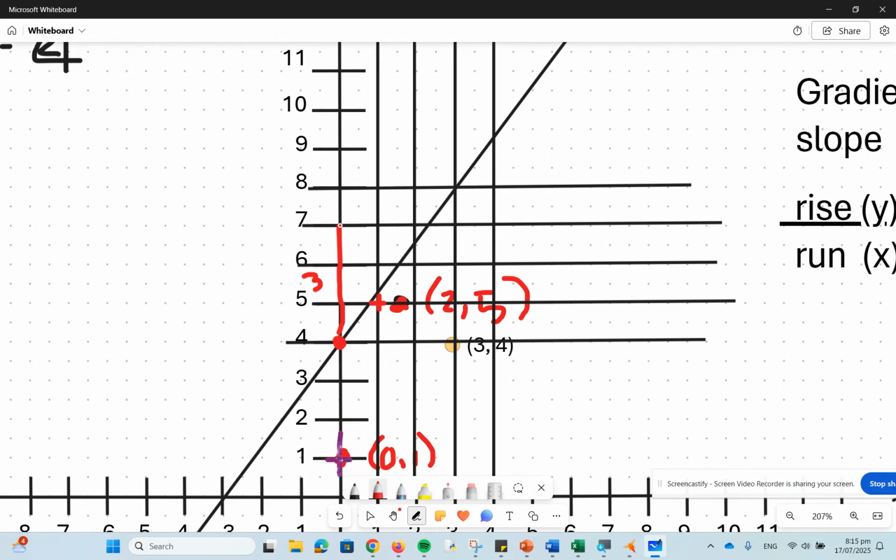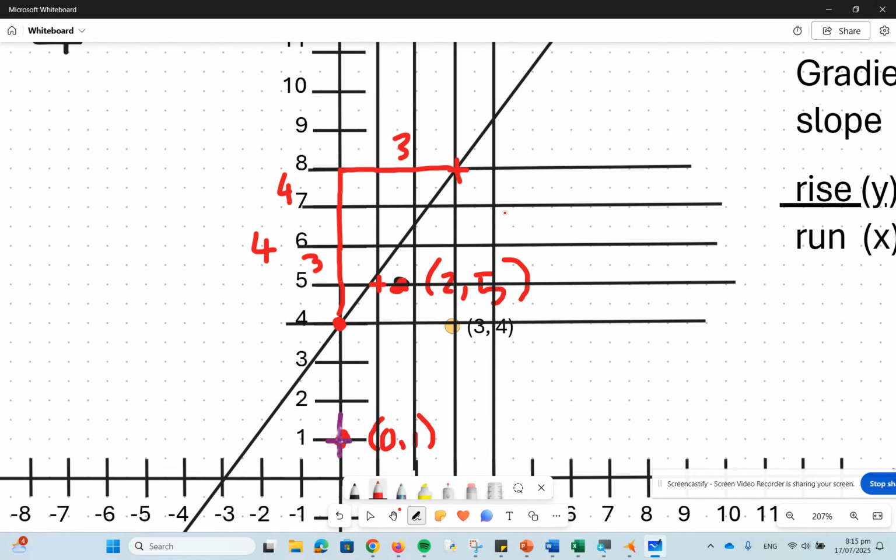But if I go up 4 for my rise, and then across 1, 2, 3, it is there. The line meets a junction, which means this is 3 across and 4 up. I've now worked out my rise over run, my gradient. The slope of my line is rise over run. So what is it? Rise is 4, and my run is 3.